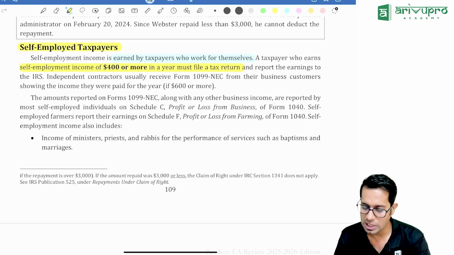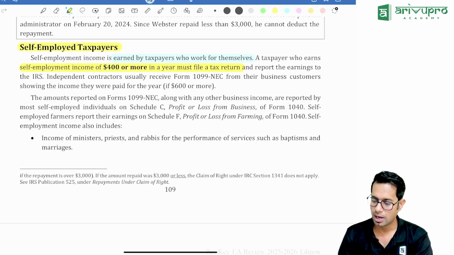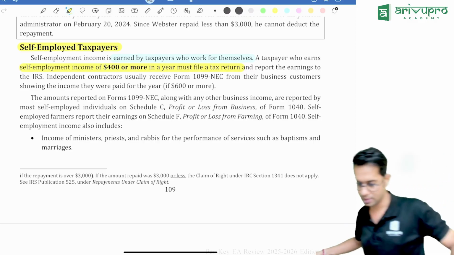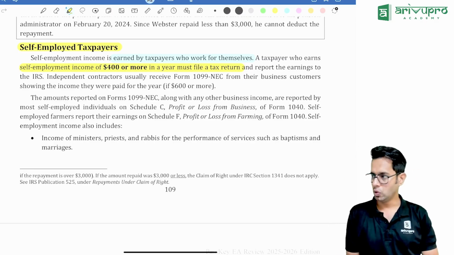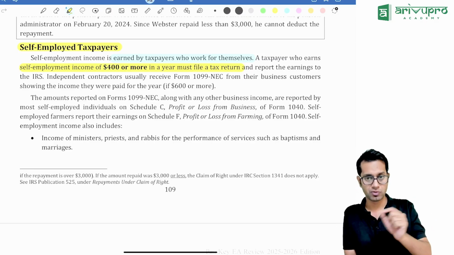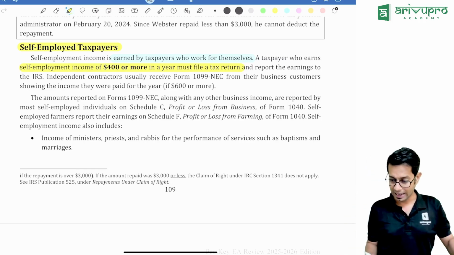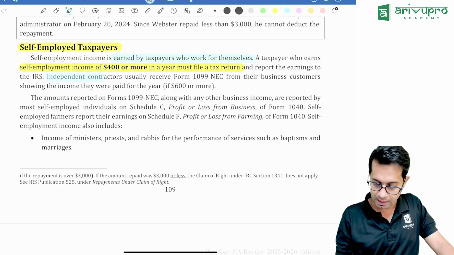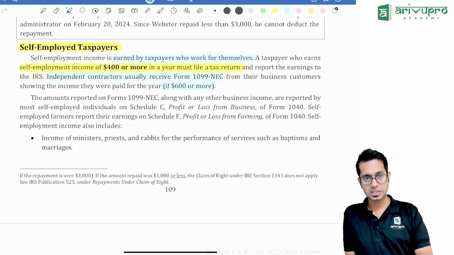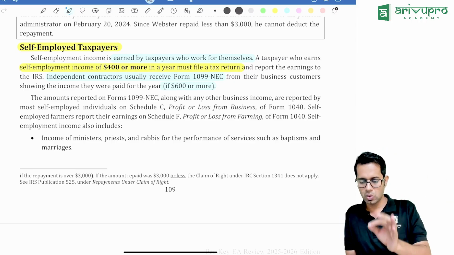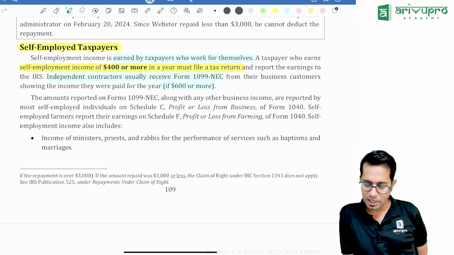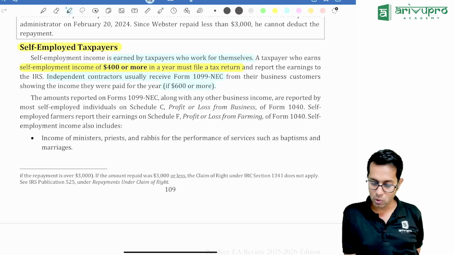Independent contractors usually receive form 1099 NEC from the business customers showing the income they were paid during the year. If any money is paid to you, an independent contractor, the person paying you will issue a form called form 1099 NEC. This form will be issued if the total money paid to you by one particular person is $600 or more.